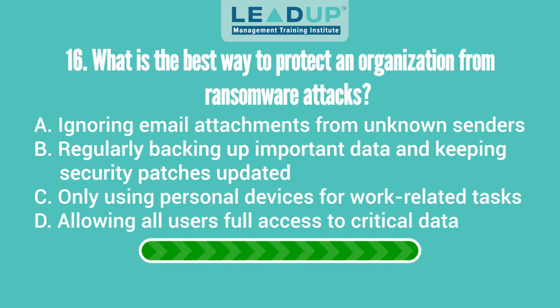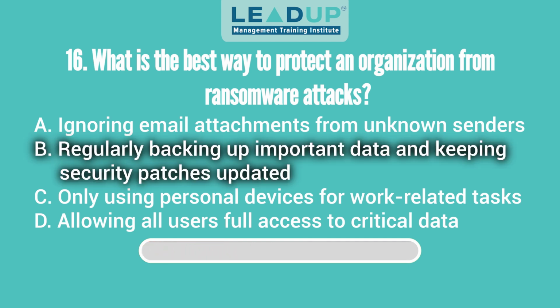Question 16. What is the best way to protect an organization from ransomware attacks? A. Ignoring email attachments from unknown senders. B. Regularly backing up important data and keeping security patches updated. C. Only using personal devices for work-related tasks. And D. Allowing all users full access to critical data. Answer: regularly backing up important data and keeping security patches updated.